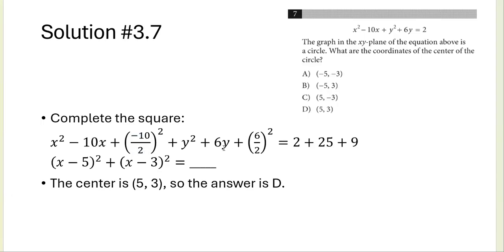Similar over here. We take the coefficient in front of the first degree term for the y's, which is 6. We divide by 2 and we square it. Now notice this is an equation, so whatever we do to one side, we have to do to the other as well. So we add it to the left-hand side, we have to add the same thing to the right-hand side as well. So 10 over 2 is 5. We square it. That is 25. 6 over 2 is 3. We square it. That's 9.